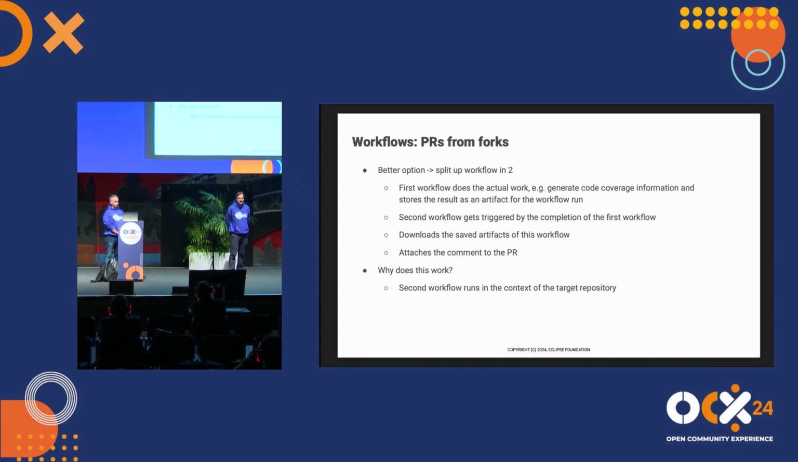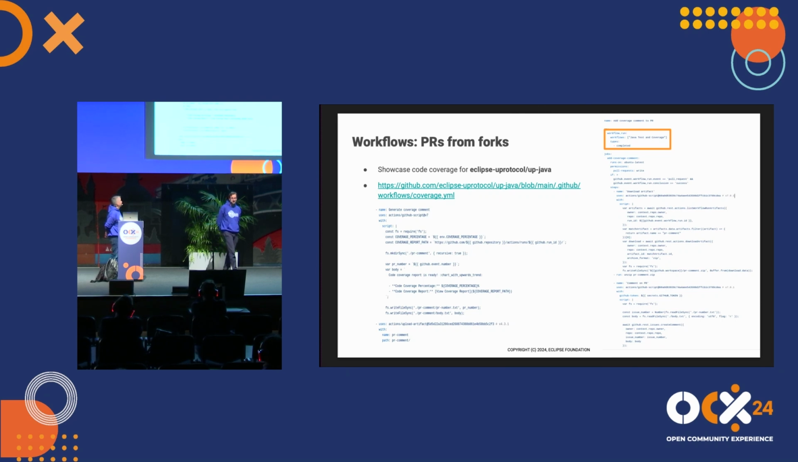So why does this work? It's because with this specific setup, the second workflow actually runs in the context of the target repository, because it does not check out any code from the PR itself, but rather takes information that was generated during the first workflow run. That's an option that is also suggested by GitHub. It's a bit tedious to set up, I have to say, because it requires you to set up two workflows. Here's an example of how we did that for one of our projects, the U-protocol project, for one of their specific repositories. You can take a look, get some inspiration, and see if this is also appropriate for you.